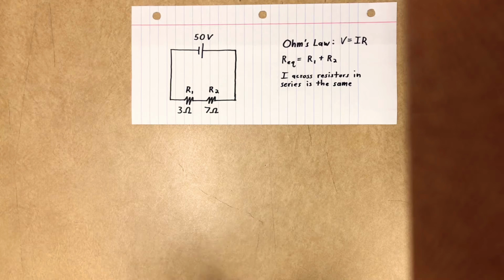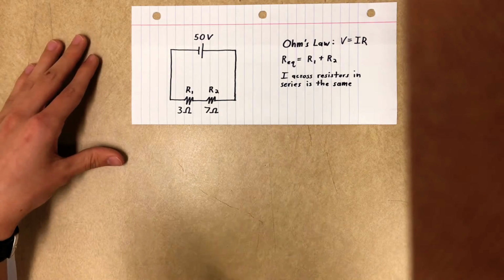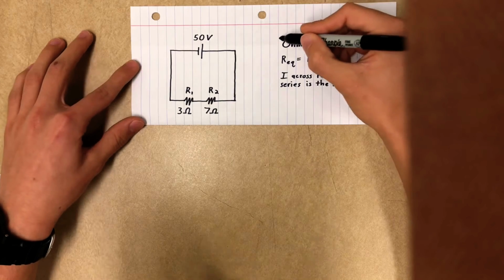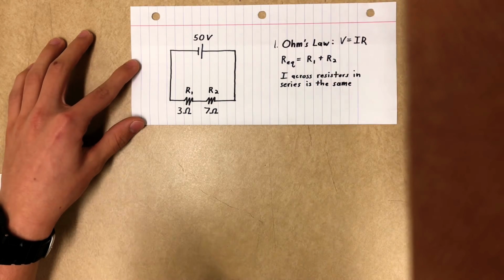Hey guys, so today I'm going to be going over a basic circuit problem using Ohm's law. There are three things you need to know. First of all, Ohm's law is V equals IR, or voltage equals current times the resistance.